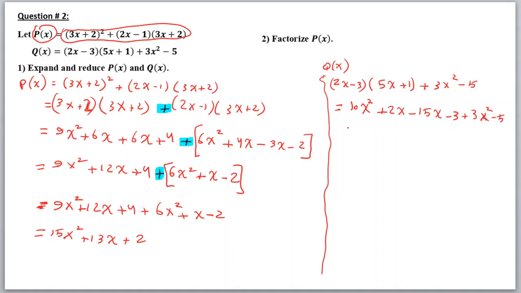And then reduce directly, so it will be 10x squared plus 3, 13x squared. Here we have 2x minus 15x. Okay, 2x minus 15, so minus 13x. Okay, and then we have minus 3 minus 5, so minus 8.